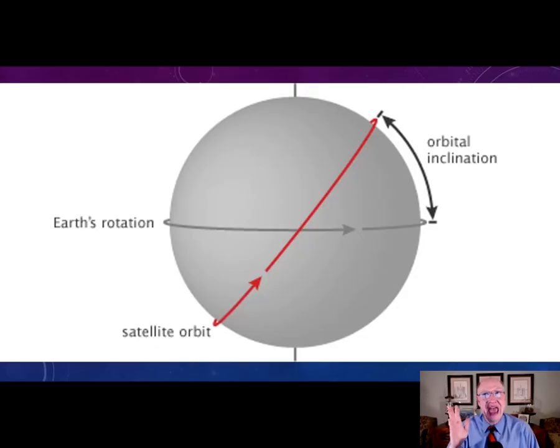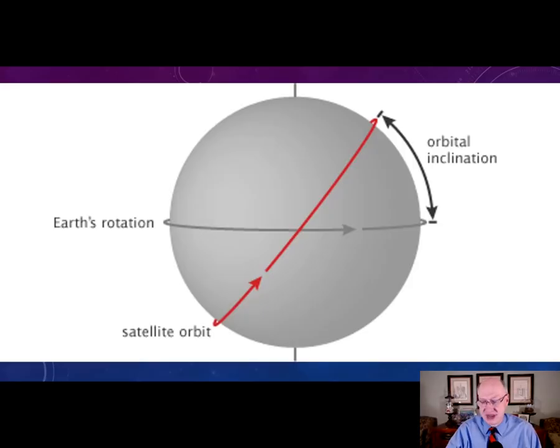So that's something that it's worth memorizing. An inclination of 0 degrees is on the equator. That is, it's orbiting right around the equator. And an inclination of 90 degrees is orbiting around the poles of the Earth. So that is the orbital inclination. And you can have an orbit that's anywhere in between those two.